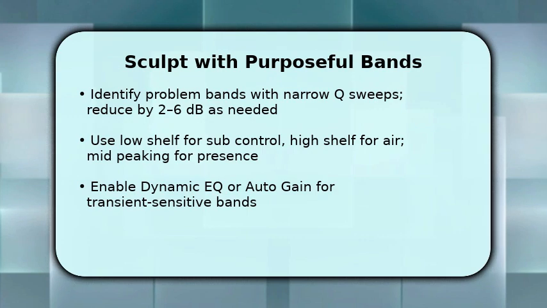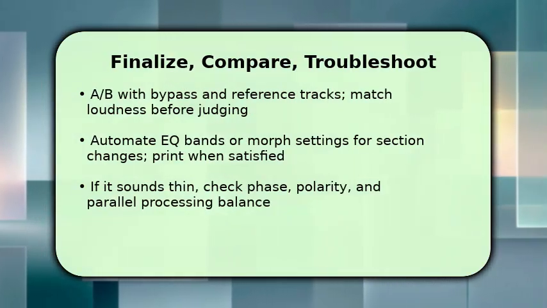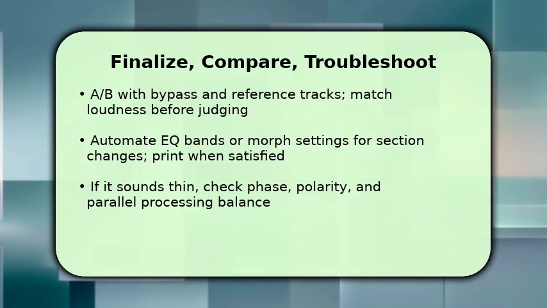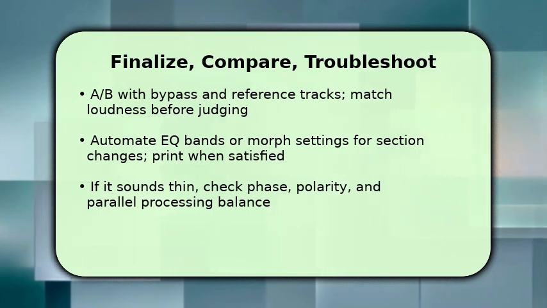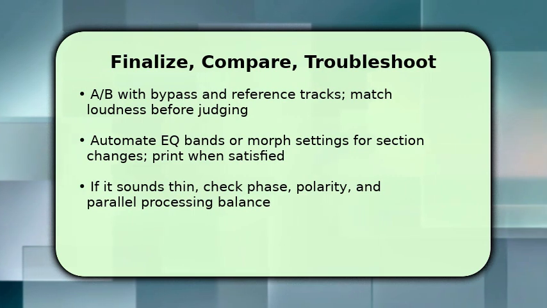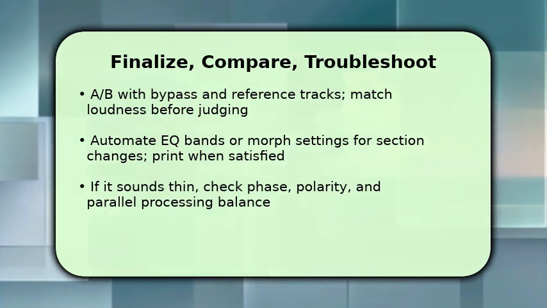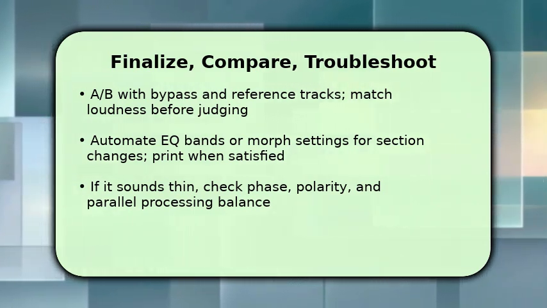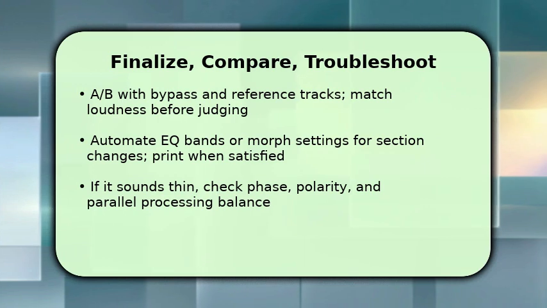You finish by comparing the EQ track against the bypassed version and a reference tune, making sure loudness is matched so your ears aren't fooled. Once satisfied, automate band gains for different song sections and commit or print the EQ. Make small final adjustments to Q and gain, then listen on several systems.